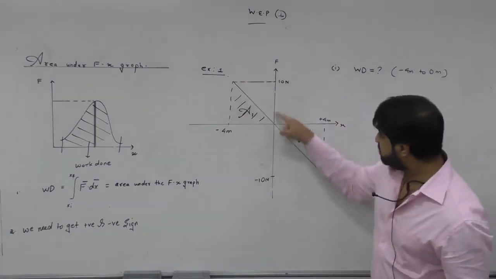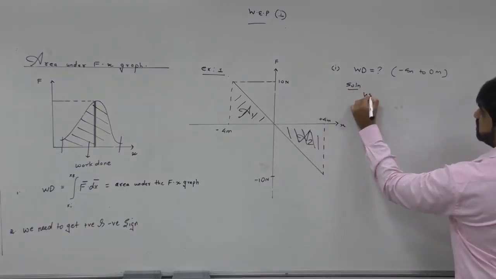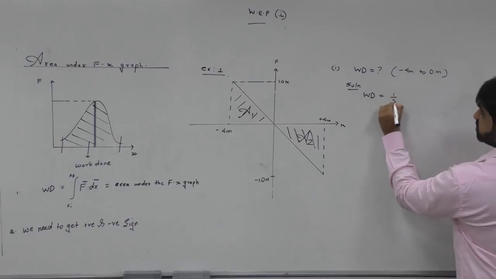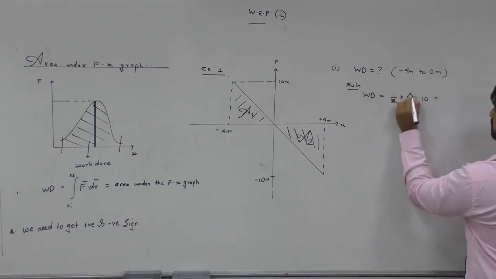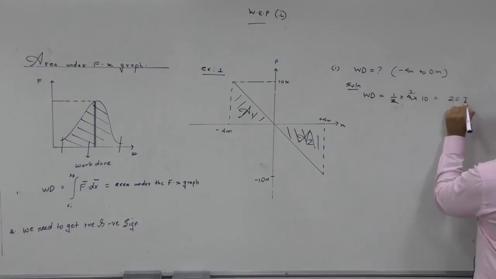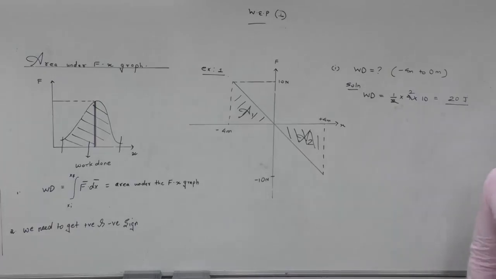What is the area under this curve? Come on, tell me. Half base height. Base is how much? 4. Height is how much? 10. How much will be the answer? 20 joules. But we need to worry about the sign. Can anyone tell me plus or minus? We have to see.